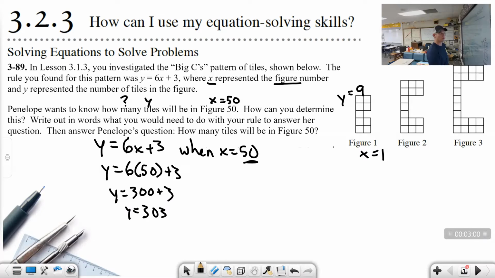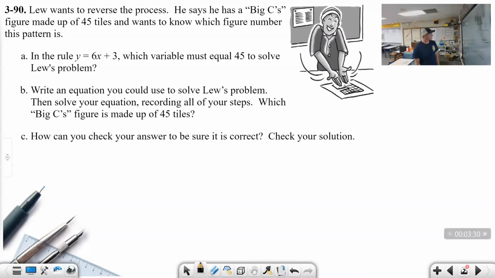303 what? We know that x is the figure, y is the tiles. Does it sound reasonable that figure 50 has 303 tiles? Yeah, I think that sounds reasonable. I mean, look, figure 3 has, I don't know, how many tiles is that? Like 21? It's going to grow. That sounds completely reasonable.